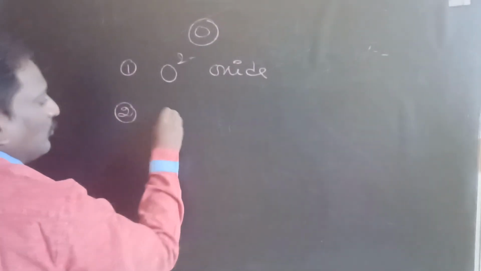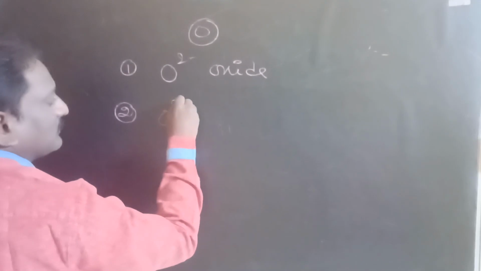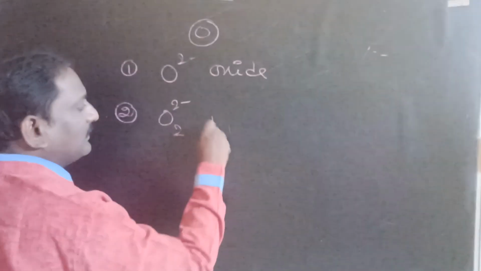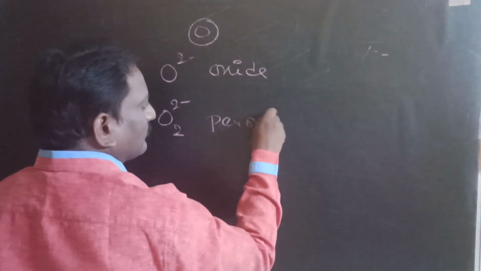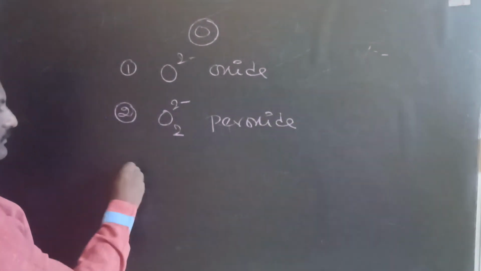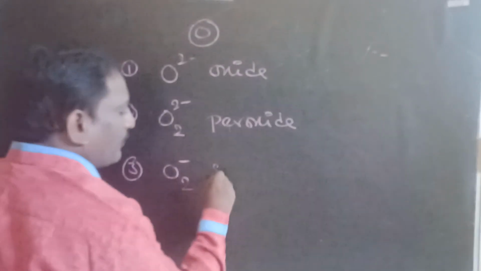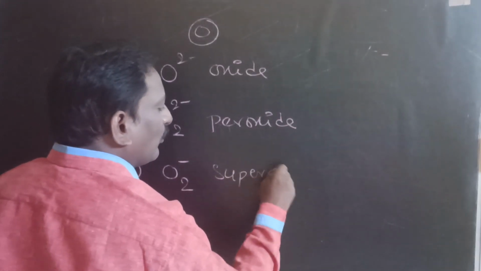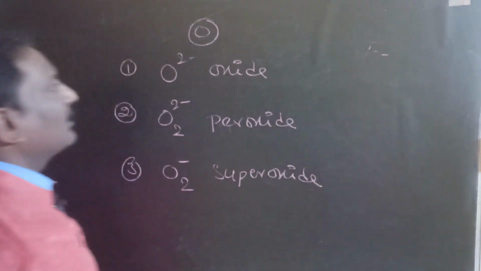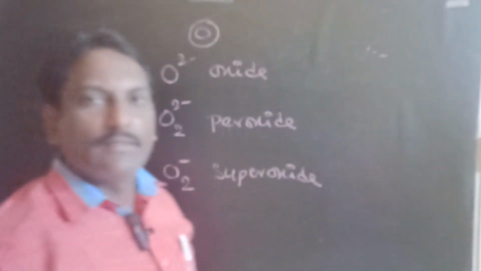Second one is O2 2 minus, peroxide ion. O2 minus, superoxide. So these are the ions based on oxygen.